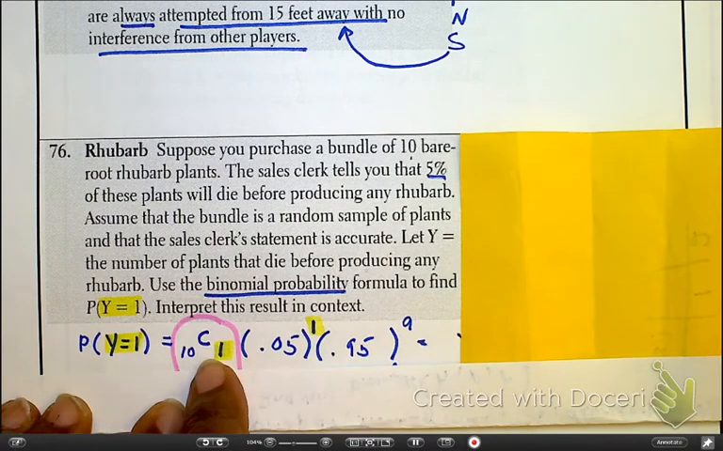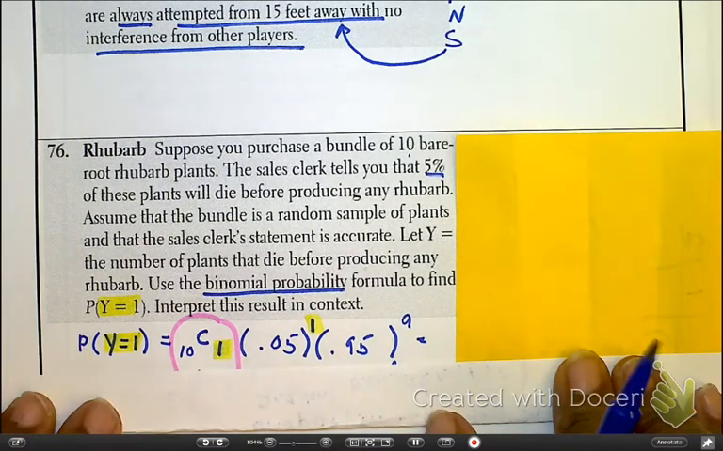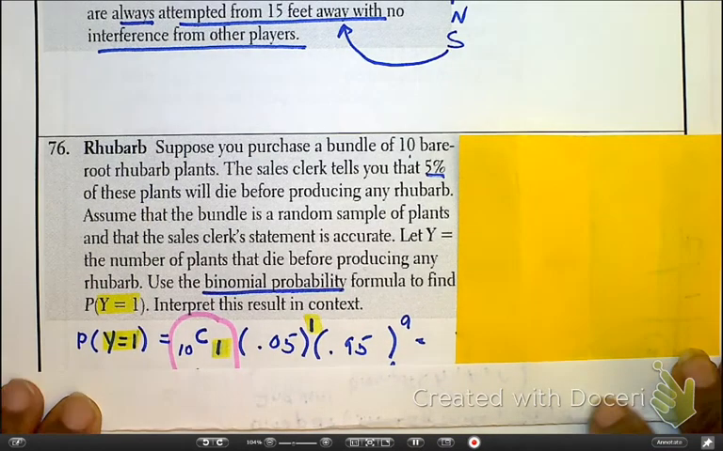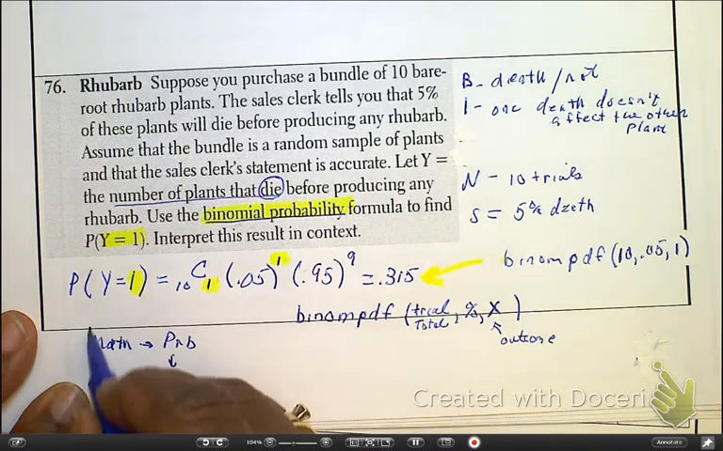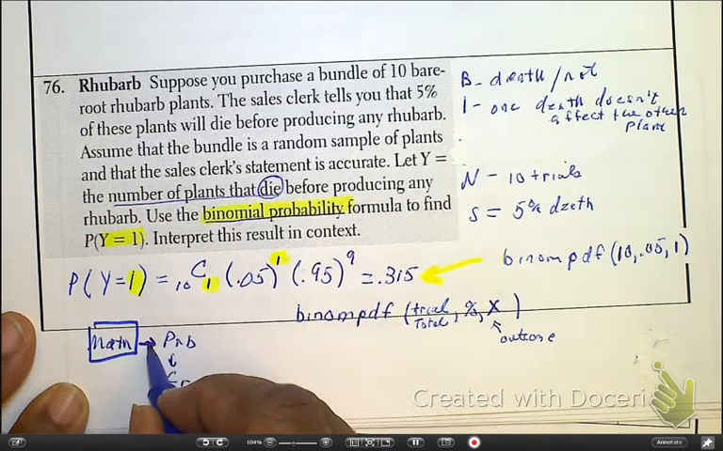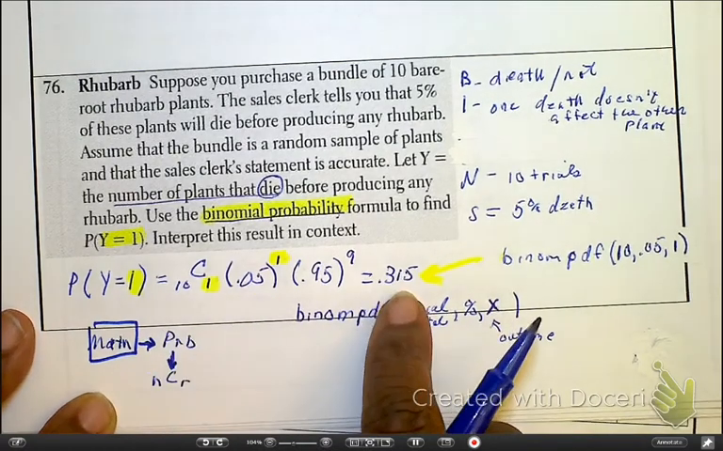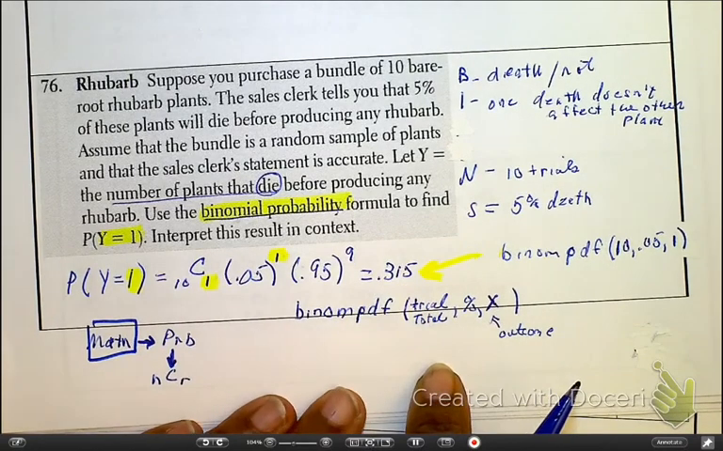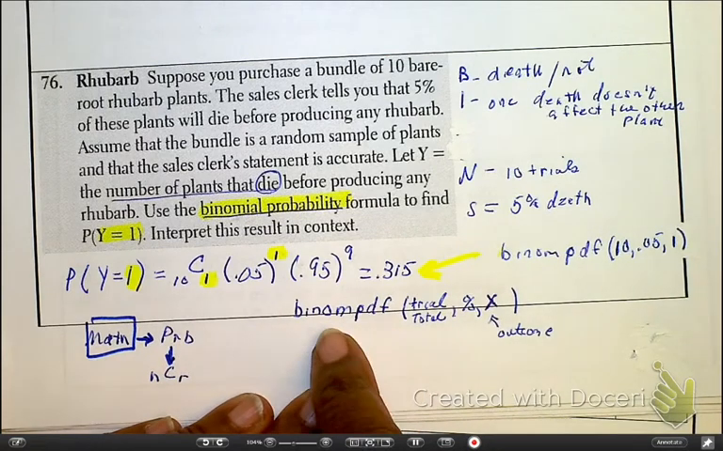Remember, this nCr is under the math function. So as I go to another copy, in our calculator we find the math button, we go over to probability, and then we go down to nCr, and then plug that in, and then we see that we get 0.315. However, like everything else, we can do it in the calculator. So we've got to find binom PDF.